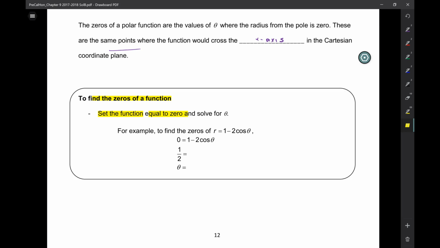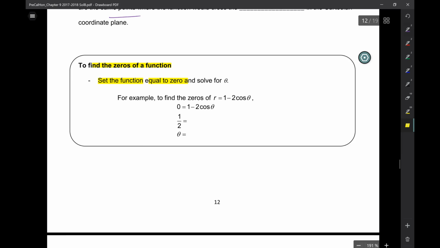Chapter 5, right? Find the zeros of this. Well, you want R to be 0. So you want this whole thing to be 0. So we say 0 equals 1 minus 2 cosine theta. Then we reorganize. And 1/2 is equal to what in this equation? Cosine theta.